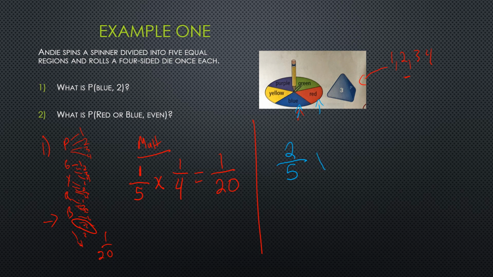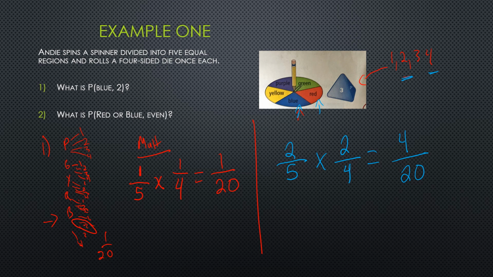And we're going to multiply that probability by even. On the die, we have a 2 and a 4. There are 2 possible even numbers and still 4 total numbers on that die, 1, 2, 3, and 4. If we multiply this together, 2 times 2 is 4, and 4 times 5 is 20. So we have a 4 out of 20 probability of getting that answer.